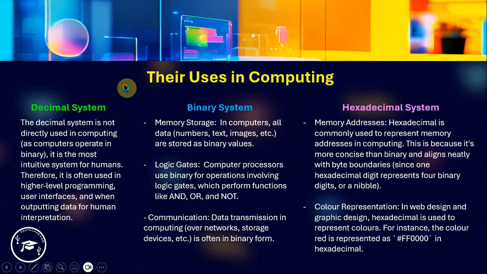So what are some of their uses? Their use in computing for the decimal system is not direct, right? Because computers operate in zeros and ones, which is binary, but decimal is mostly an intuitive system for humans. Therefore, it is often used in higher level programming. Remember when we were programming, we were dealing a lot with the decimal system, where we were using the number 24 and the rest. So user interfaces and when outputting data for human interpretation.